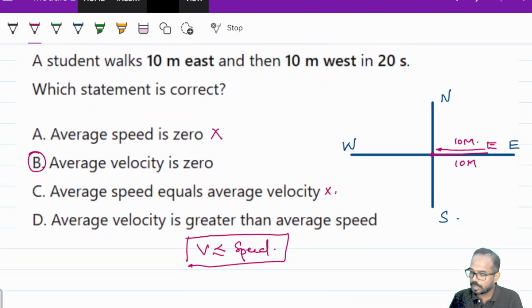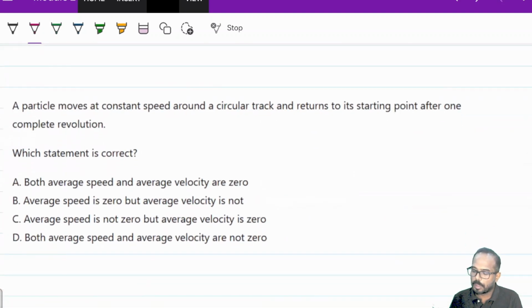Clear? Check one more question. A particle moves at constant speed around a circular track and returns to its starting point after one complete revolution. Which statement is correct? After one complete revolution, as I told you earlier, the initial and final position will be the same, so the displacement will be 0. We check the options. Both average speed and average velocity are 0. Average speed can't be 0, so this can't be the option. Average speed is 0 but average velocity is not. This can't be because average speed can't be 0. Average speed is not 0 but average velocity is 0. This will be the correct option, right?